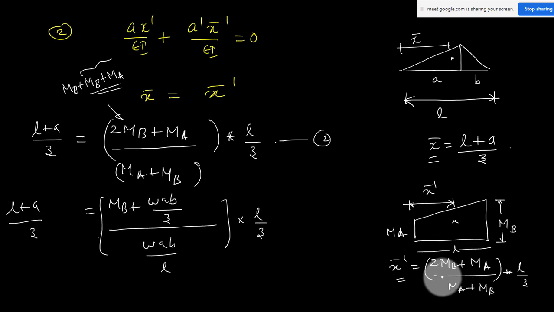Yes, sir, it is right, but this formula is from the base to CG, meaning the maximum length of side to CG. But we are taking from the smaller side, so this length should be more than this length, correct? That means you have to multiply the larger height 2 times. What is this length? It is 2 times MA plus MB by MA plus MB into L by 3. I think I am correct.